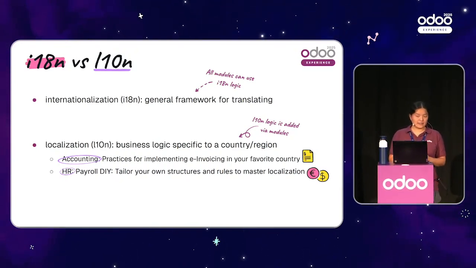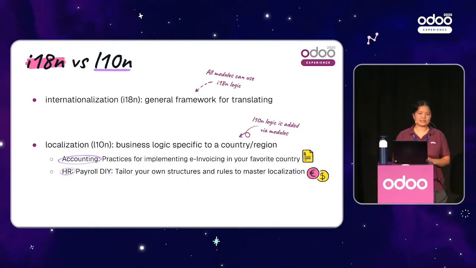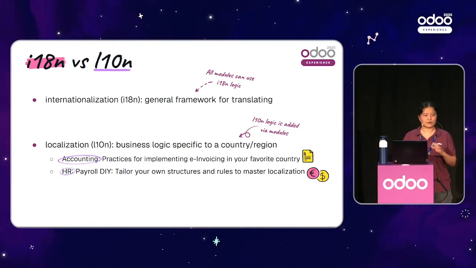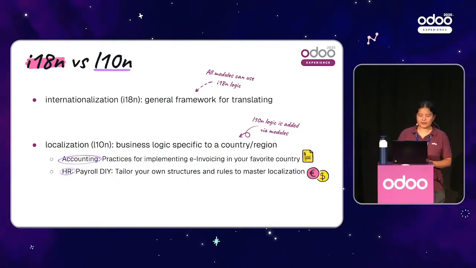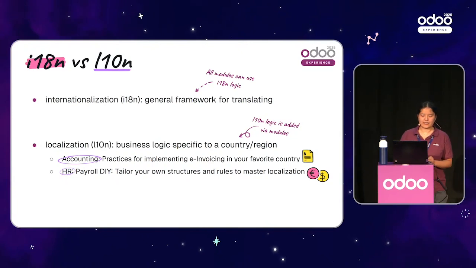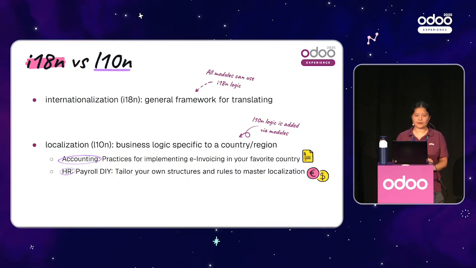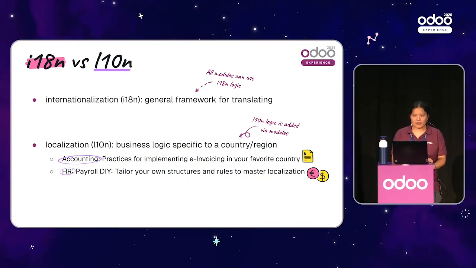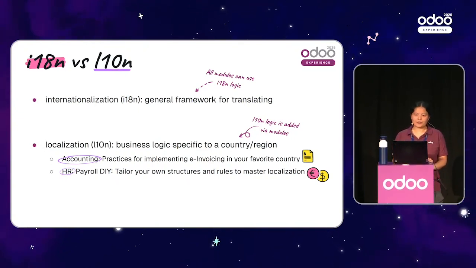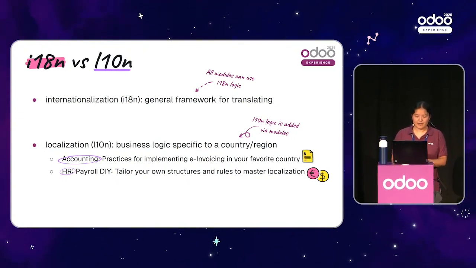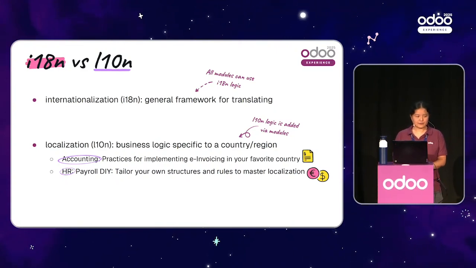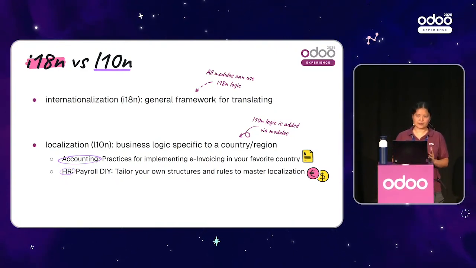For the L10N, those are the things where it's logic specific to a country or region. So for example, accounting has a lot of L10N, where it's things such as what are the tax codes for that specific country, what are the specific names you have to use, things like that, and what are the government requirements for reporting your taxes. And then we also have the payroll. With payroll, they have a lot of things that are specific to that country as well.